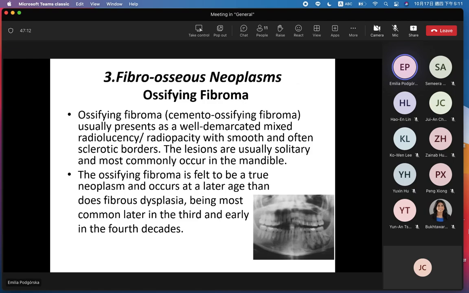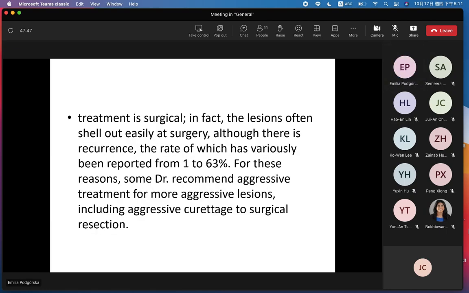Among the fibro-osseous neoplasms, we have ossifying fibroma, also called cemento-ossifying fibroma. It usually presents as a well-demarcated mixed radiolucency with smooth and often sclerotic borders. The lesions are usually solitary and most commonly occur in the mandible. The ossifying fibroma is felt to be a true neoplasm and occurs at a later age than does fibrous dysplasia, being most common later in the 3rd and early in the 4th decades.